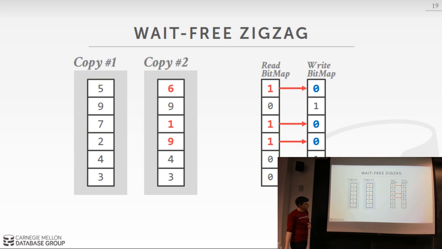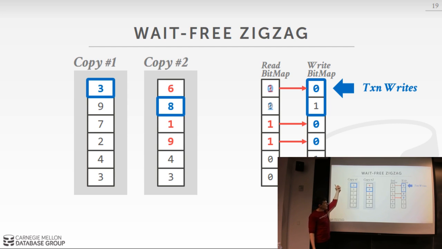Okay. So say now again, we have another transaction comes along, same as before, wants to do an update, same thing. We use the write bitmap to tell us we need to write, and then we do our write, flip the read bitmap, and we're done. So in the next checkpoint, we'll make sure that we get our updates.